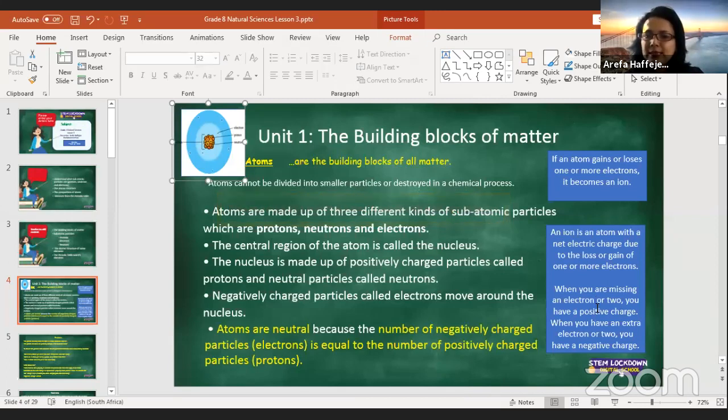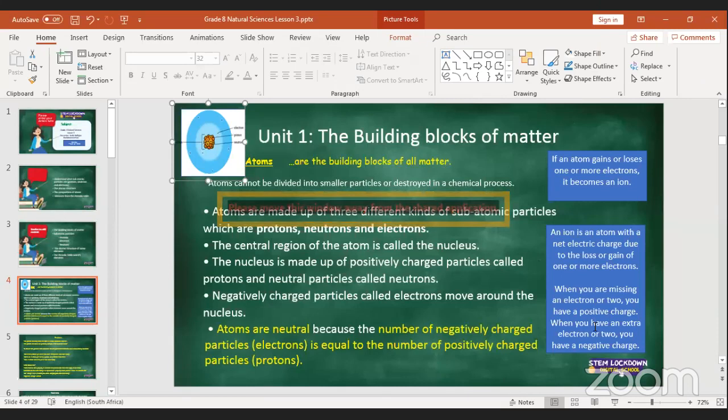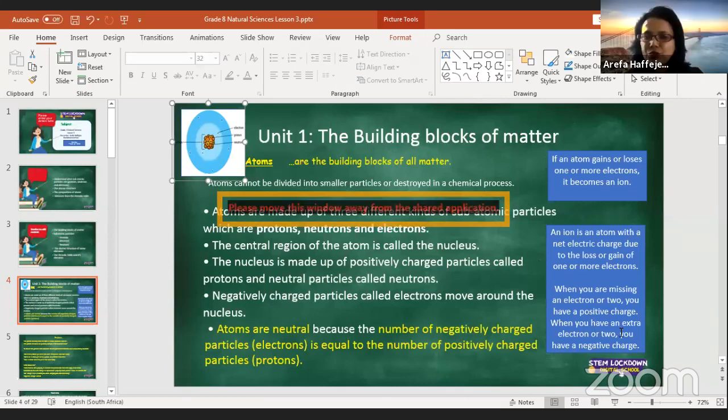When you are missing an electron or two, you have a positive charge. And when you have an extra electron or two, you have a negative charge. Okay, so I would repeat that part as well. When you are missing an electron or two, you have a positive charge. And when you have an extra electron or two, you have a negative charge.